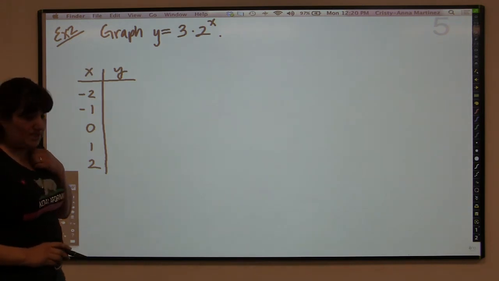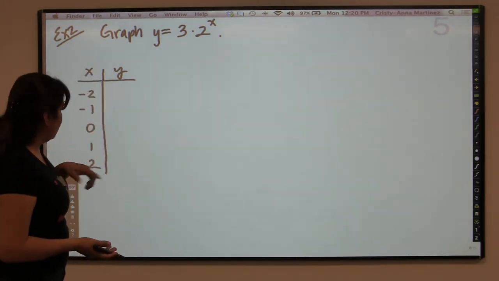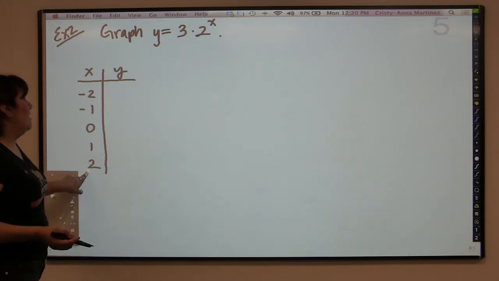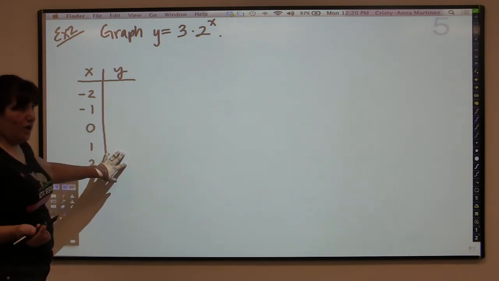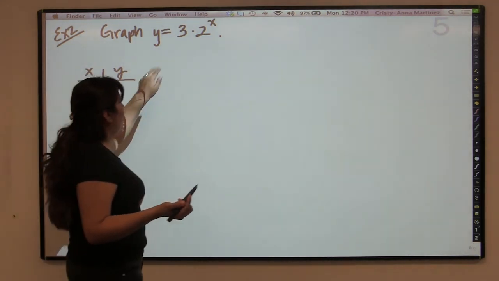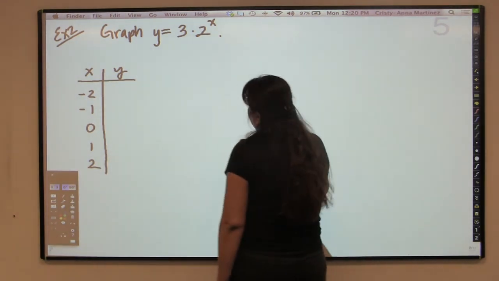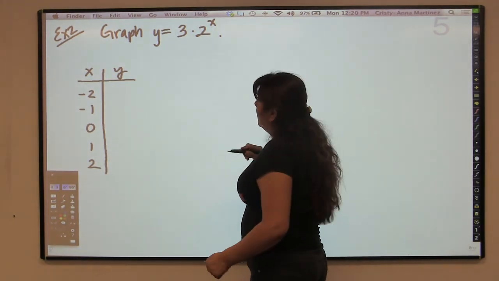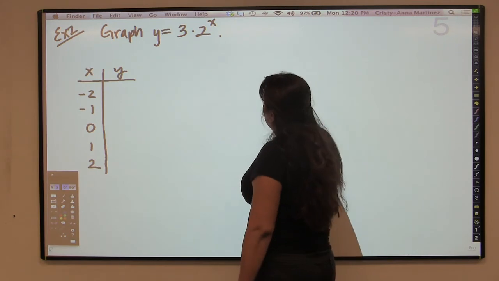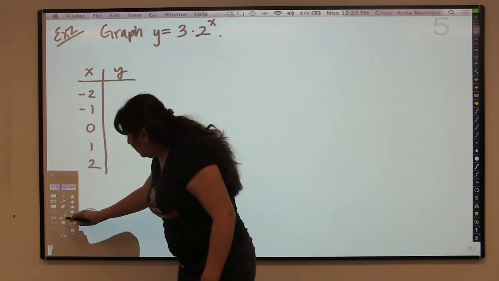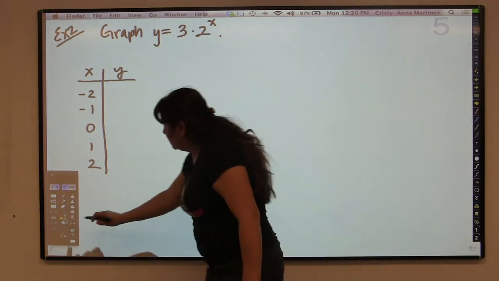Now remember that when you do a t-table, you can choose the x values, the domain part, but you can't just choose the y values. To get the y values, you have to plug it into the equation and solve them. So basically you have to evaluate, like we were doing in the previous example. So what I'm going to do right now is I'm going to start evaluating here. Let's get a different color here.